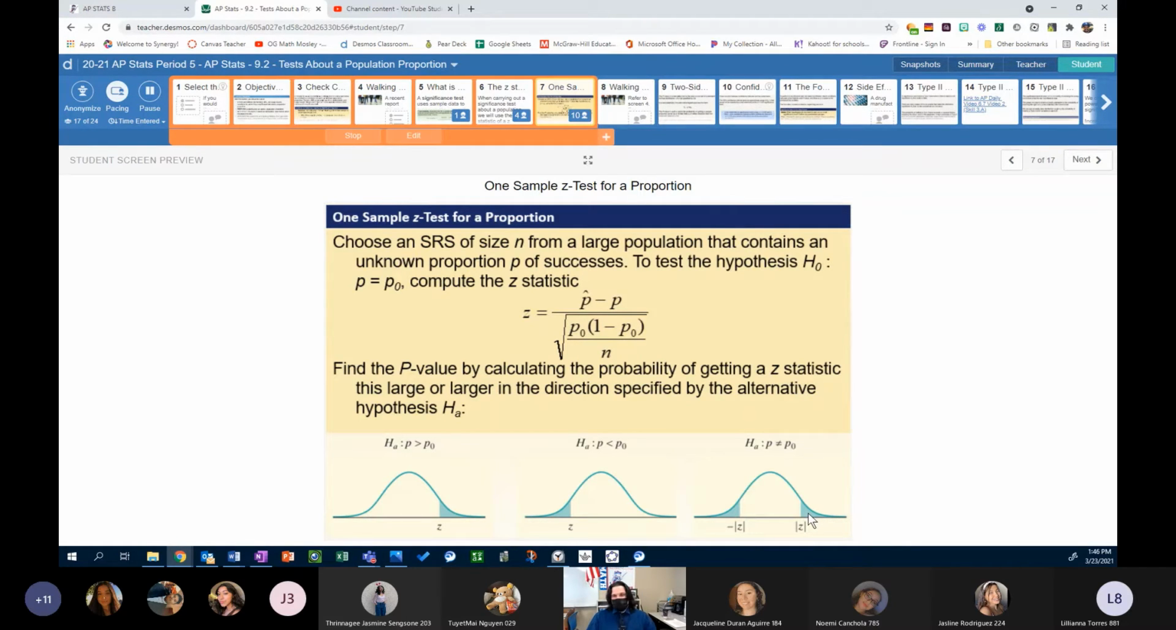The nice thing is in a normal curve we have symmetry. And so if I find one of these with the area less than negative Z or the area greater than positive Z, I just multiply it by 2 for the p-value. I do not need to find them both separately, just multiply by 2.